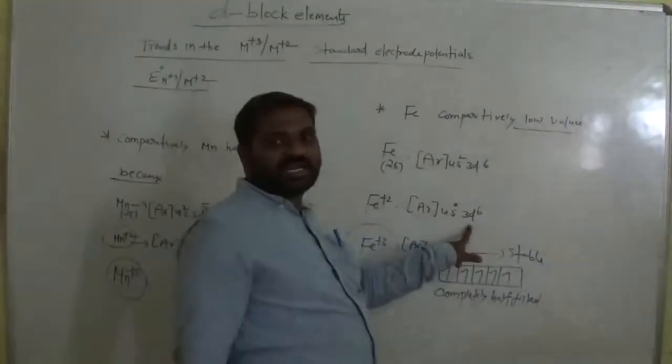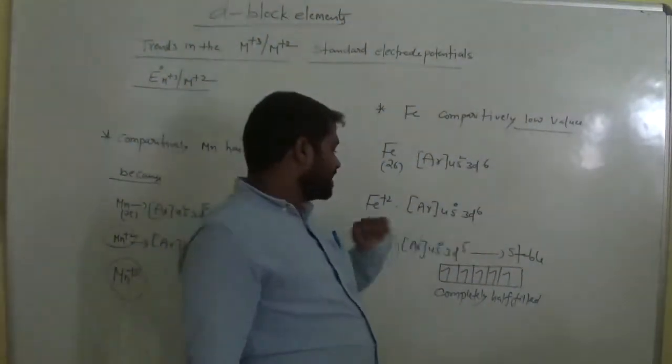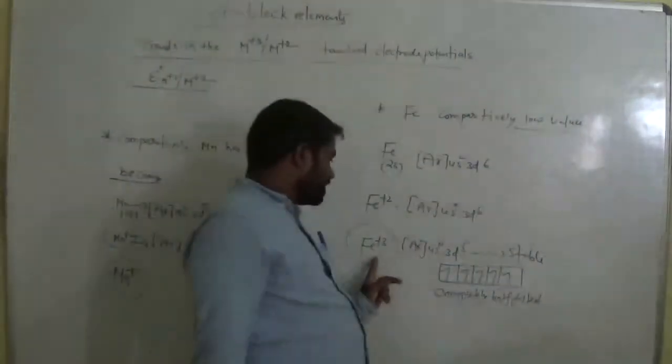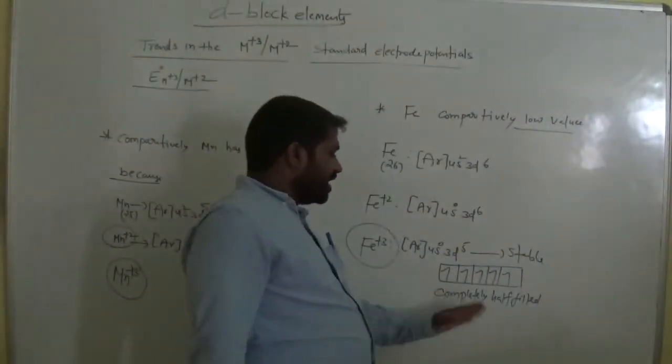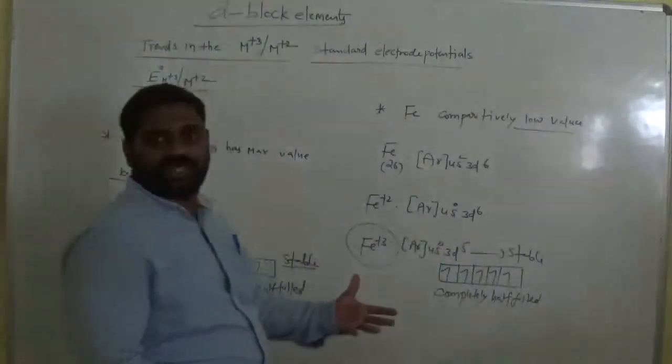Why? Because it is not completely half filled. So 3d6. If you just remove one electron, then it becomes Fe plus 3. Then what happens? It is stable. So Fe plus 3 is extra stable compared to Fe plus 2. Remember this. Okay.